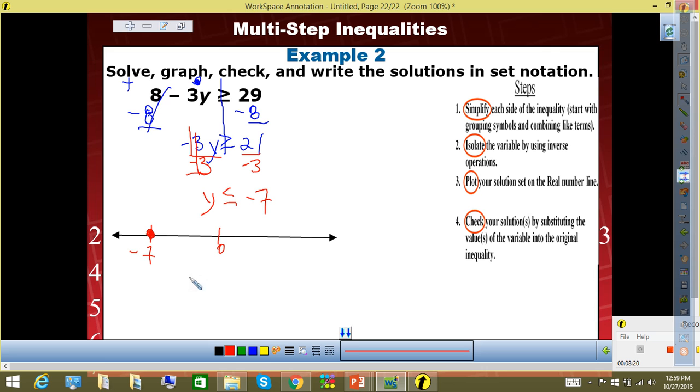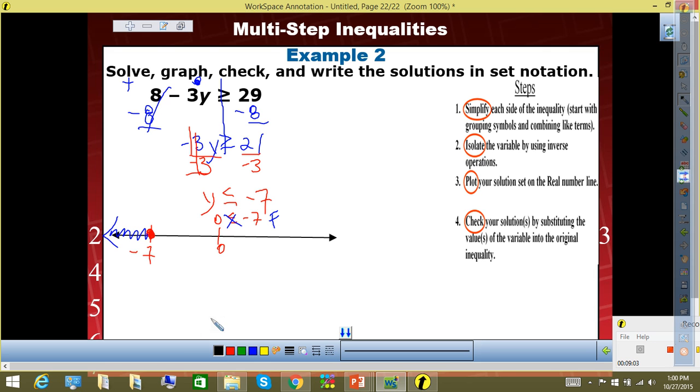So let's test the point. How about I test 0? Is 0 less than or equal to negative 7? No. According to the number line, the one farthest to the right, if we're comparing two numbers, is the greatest one. So 0 is greatest, so therefore this did not work. This is false. So that means we're going in that direction.